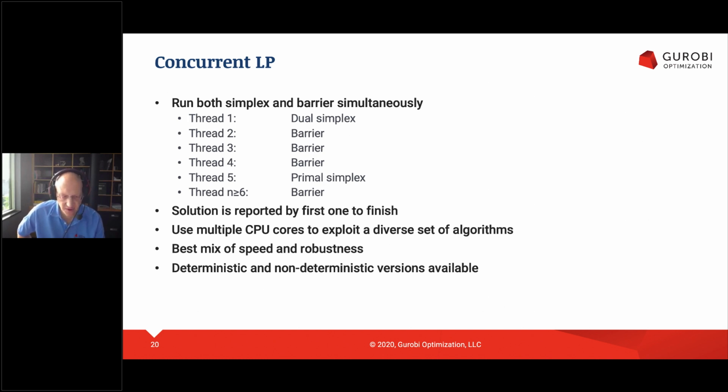So our default LP solver is actually concurrent LP. If you've got multiple threads, multiple cores, so if you've got one core, we use dual simplex. If you've got two cores, we use dual simplex on one core and barrier on the other core. Three or four cores, we use the next cores for parallel barrier. Thread 5, core 5, we use for primal simplex. And if you've got 6 or more cores, we apply the rest of the cores to barrier.